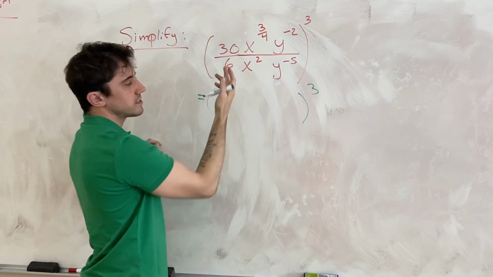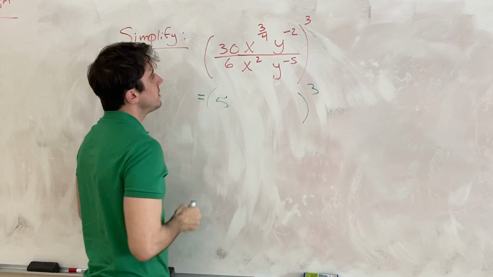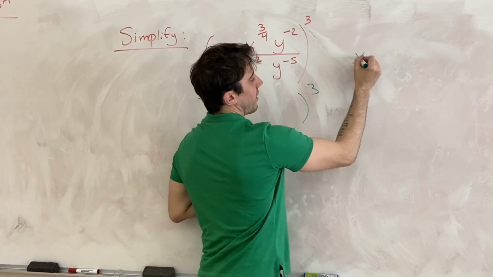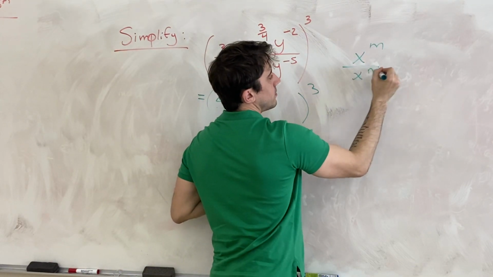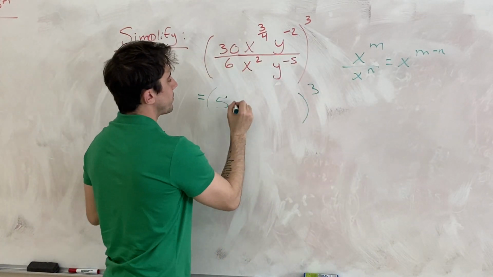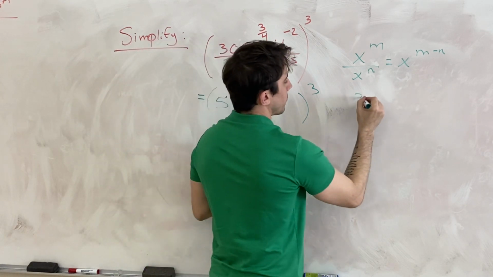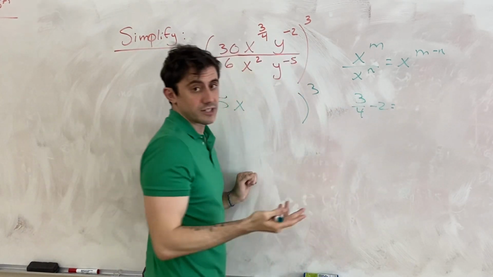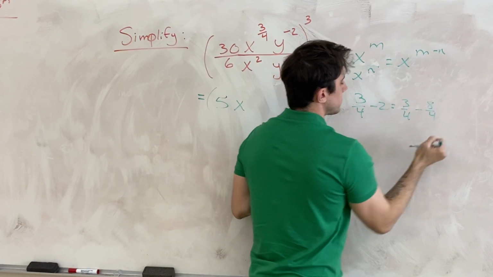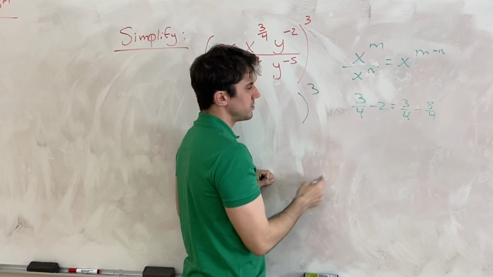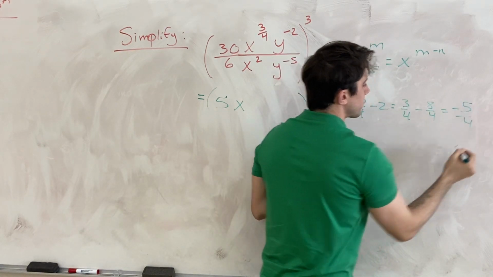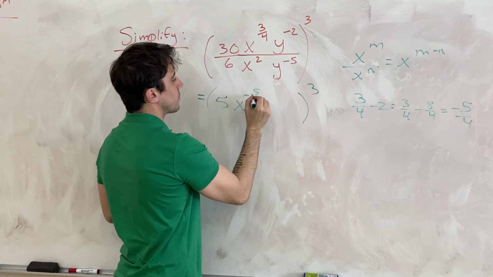Now, 30 divided by 6, dealing with the coefficients, leaves us with just 5. Next we have x^(3/4) divided by x^2. And remember, when we divide by the same base, we end up subtracting its exponents. So here we have x to the power of 3/4 minus 2. I'll remind you that 3/4 minus 2 just requires us to find a common denominator to subtract, which means 3/4 minus 8/4, right? Two entire pieces is the same as 8/4. And so that becomes negative 5/4, right? So that will be our exponent for x.